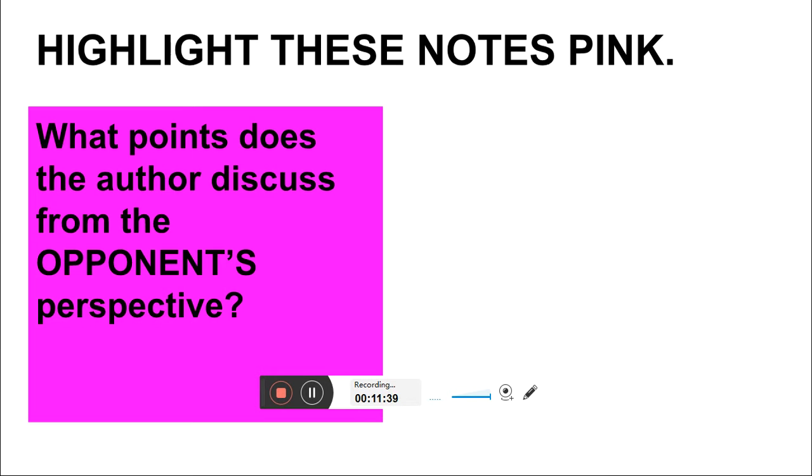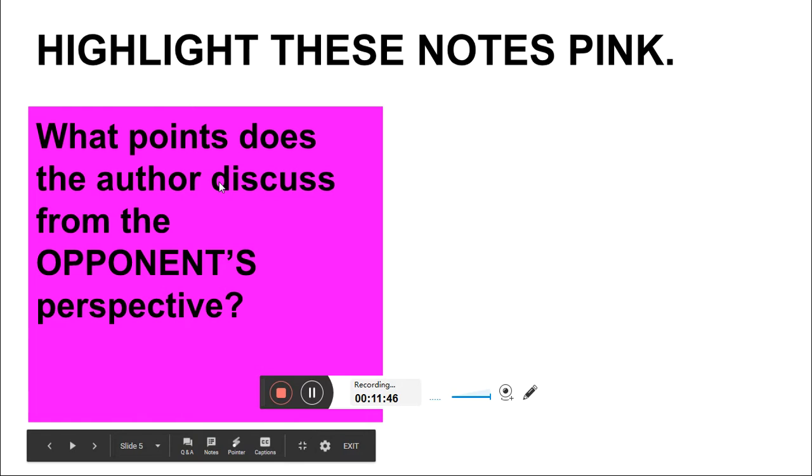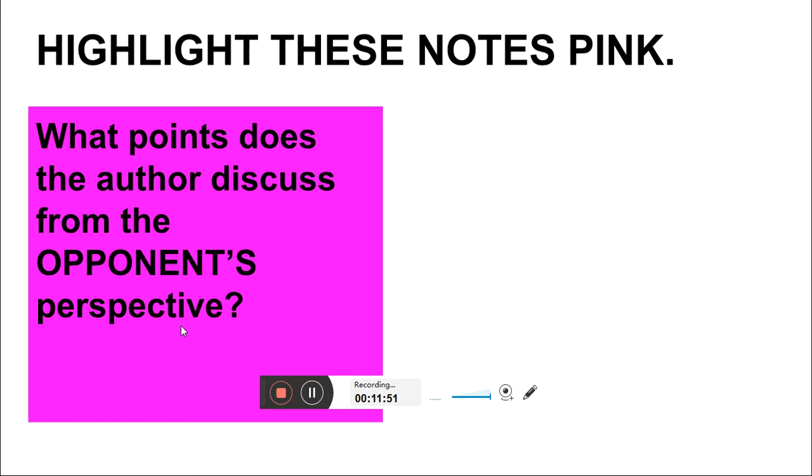This next section of your notes should be highlighted pink. And here's the question that you're striving to answer. What points does the author discuss from the opponent's perspective? So a good argumentative essay writer will always draw in their opponent's perspective in an effort to combat it, of course, and to explain why their opponent is either mistaken or that their perspective is weaker than the claim that the arguer is making.